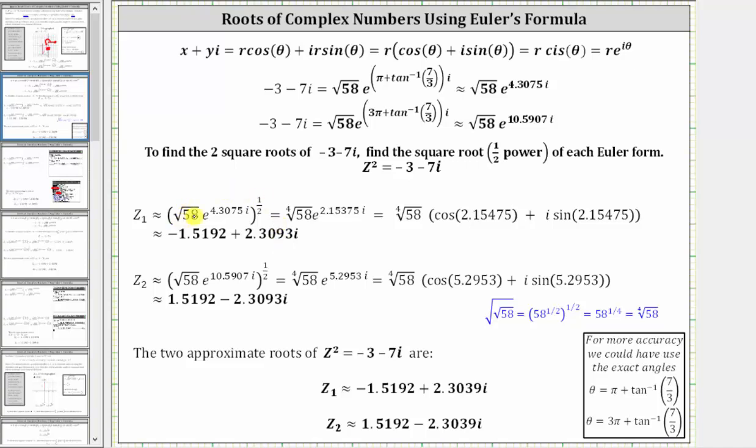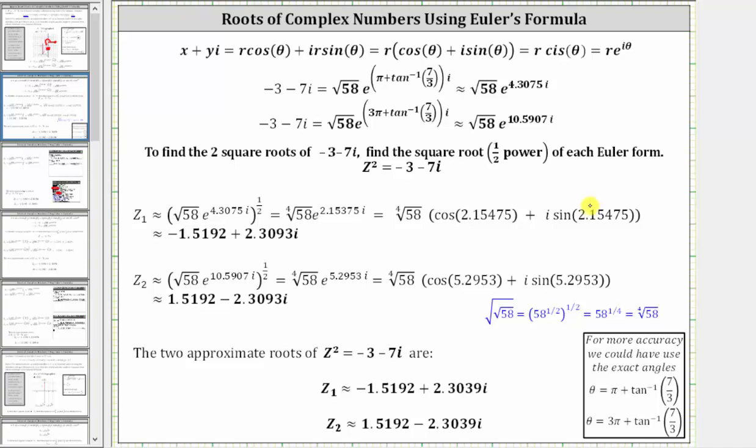First, let's raise the square root of 58 to the 1/2 power, which if we look at the work below, we can write as 58 to the 1/2 power, to the 1/2 power. Because we have powers to powers, we multiply the exponents, which gives us 58 to the 1/4 power, which is equal to the 4th root of 58, which we see here as well as here. And then we have to multiply the exponent on e by 1/2. For the first root, that gives us an exponent of 2.15375i. And for the second root, that gives us 5.2953i.